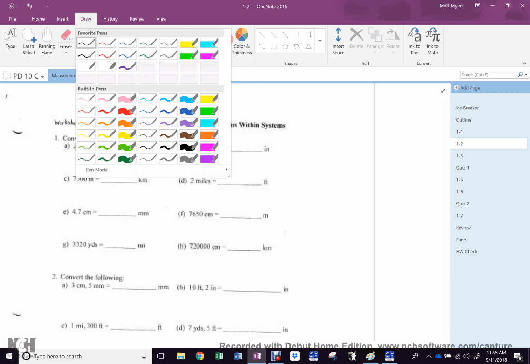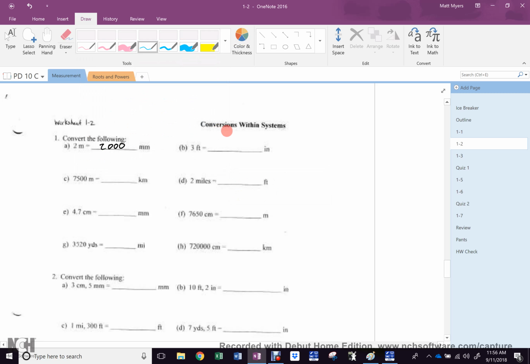I don't like writing in black. I'm not in a black mood today. I'm in a happy mood. I don't want pink today, though. What color do I want? Light blue? Light blue.